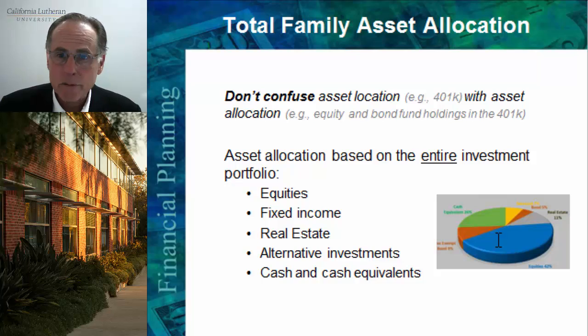It's important to not confuse asset location with asset allocation. A tax-advantaged 401k within an employer's qualified plan is an asset location. The equity and bond funds within that 401k are part of the overall mix, overall asset allocation. The asset allocation for the total family investment portfolio consists of the entire combination of equity securities, fixed income securities, real estate, alternative investments, and cash equivalents.